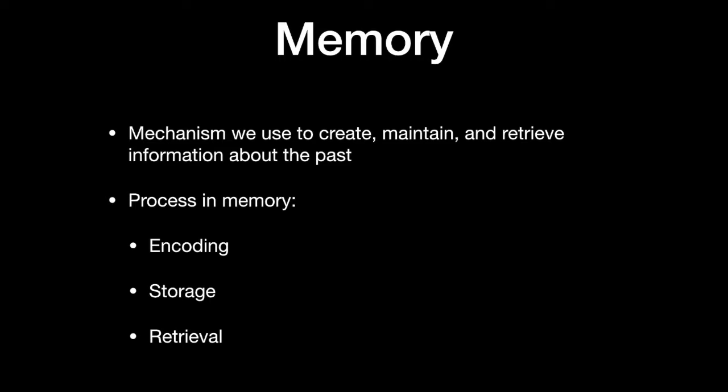There are three processes involved in memory. First, information is encoded so it can be stored in memory. This process is called encoding. Once information is stored, we cannot just let it sit. We have to maintain it or it'll go away. This is storage. Finally, the whole purpose of storing and maintaining information is to use it later.